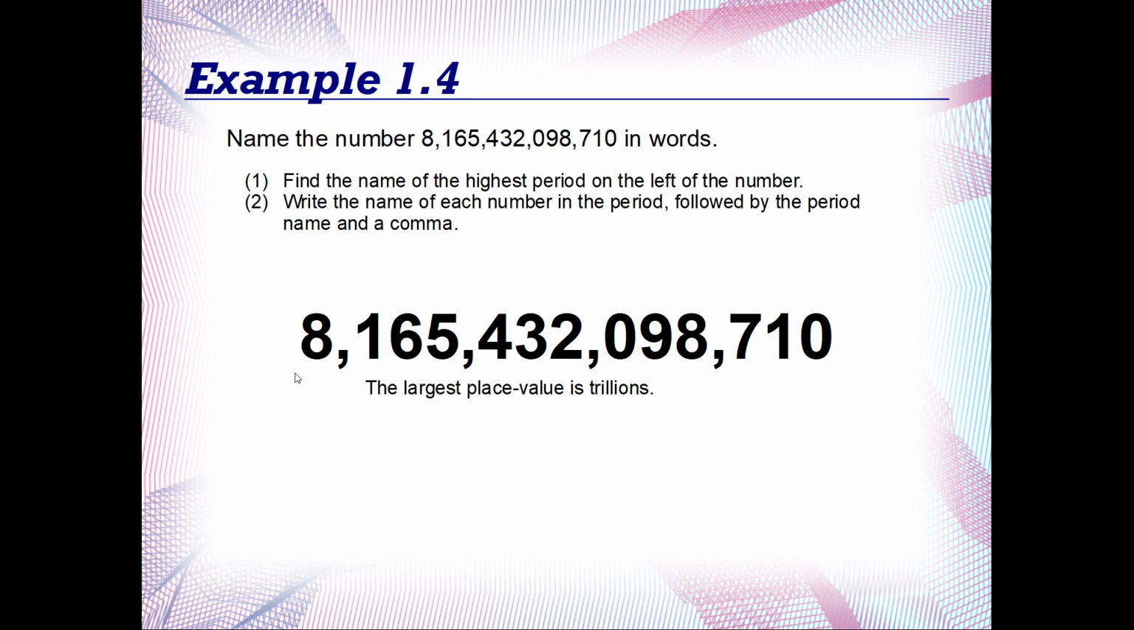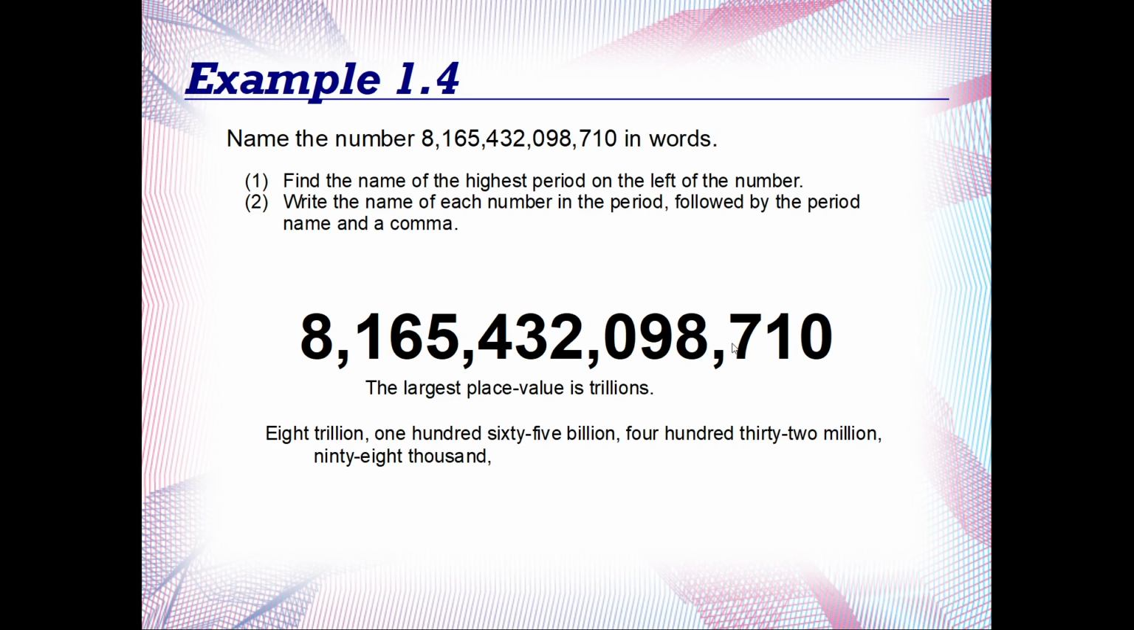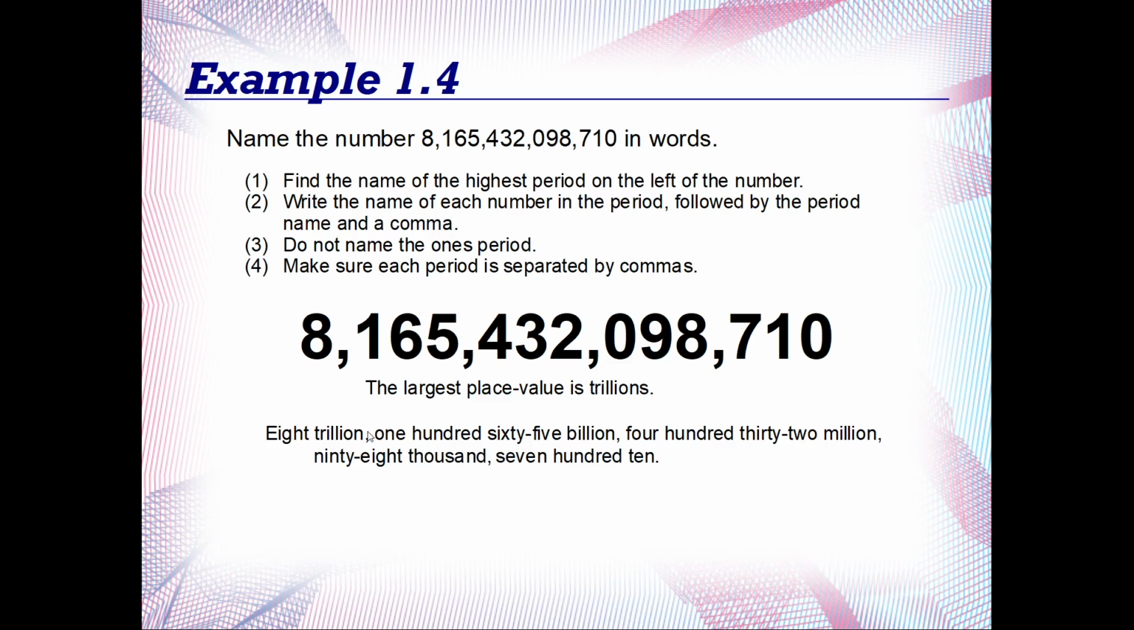And then we're going to write the name of each number in the period, followed by the period name and a comma. Okay, so we'll have 8 trillion, 165 billion, 432 million, 98,710. And we're not going to name the ones period. All right, let's go back and make sure that every period is separated by a comma. A lot of people forget that little comma there. It's okay that the line goes on 2 different lines. I'm not going to make this so small that it stretches across the screen and you can't see it. So if you need to go to a next line to write numbers that are this big, that's fine.